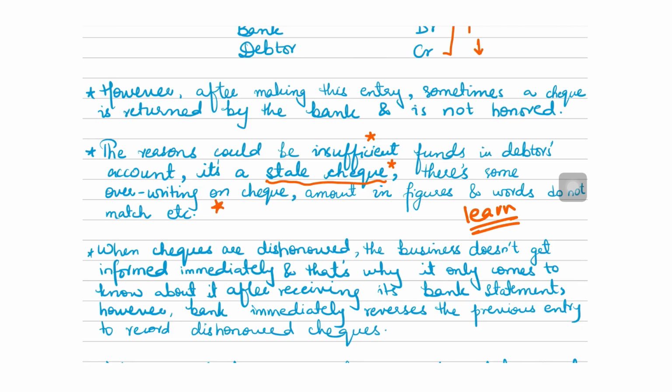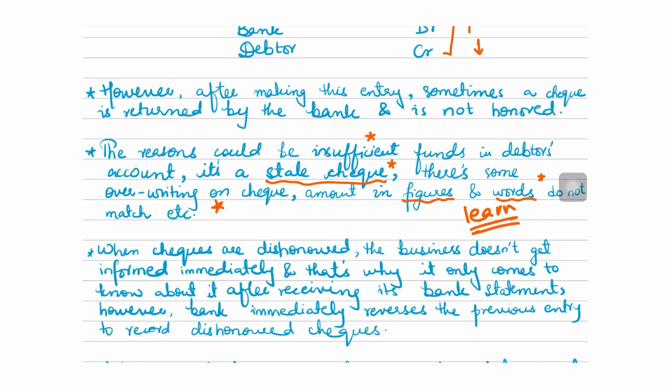Similarly, there is overwriting on the check, so that once again creates some doubts over the check, right? This could be a reason that the check is dishonored. Or lastly, the amount written in figures and the amount written in words are not matching. So these are some of the reasons which you have to remember because these are sometimes asked, what could be the reasons for a check being dishonored.